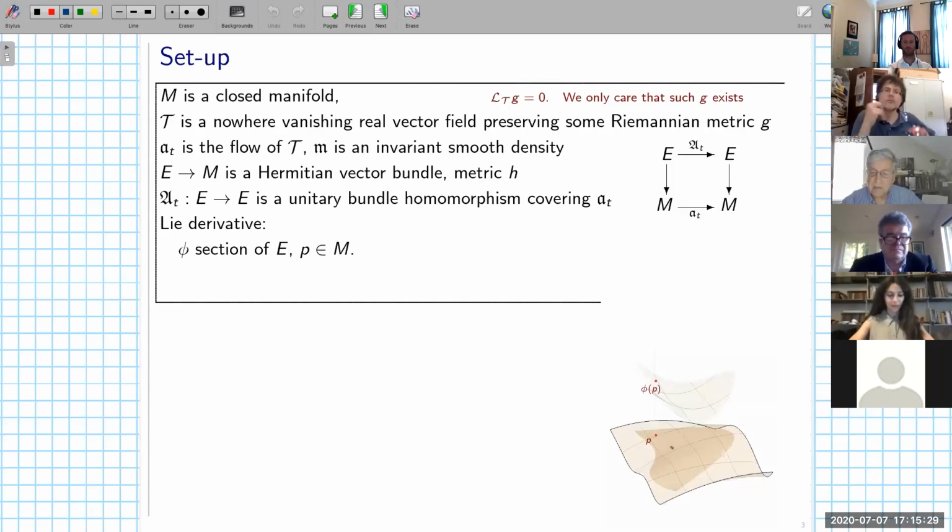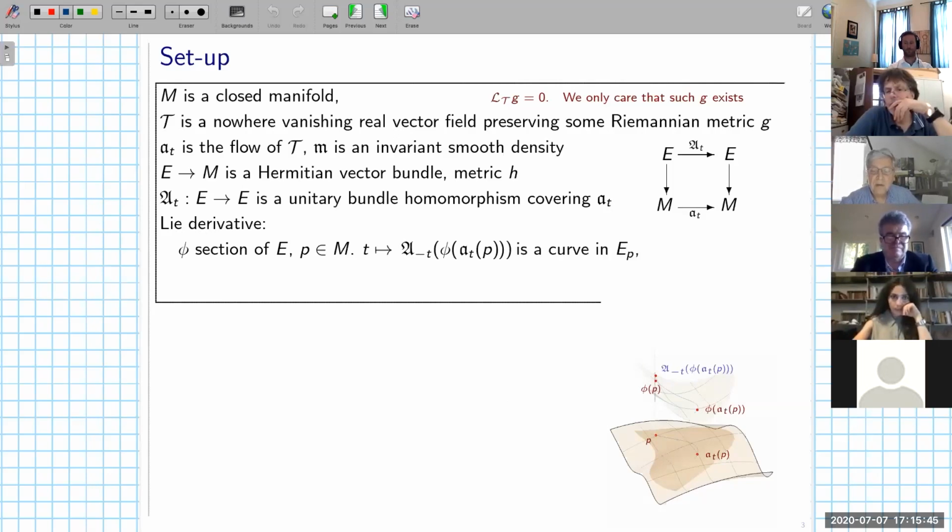You take a section, so you have a point on the manifold, and then you move forward by a certain amount, A sub t. You look at the value of the section there, and then you bring it back using the other action, the action on the vector bundle. And then you get a function of the real variable t that you can then differentiate. And that's the operator L sub T, which is exactly the same as a Lie derivative. And in fact, in the application, it is a Lie derivative of some sort of forms.